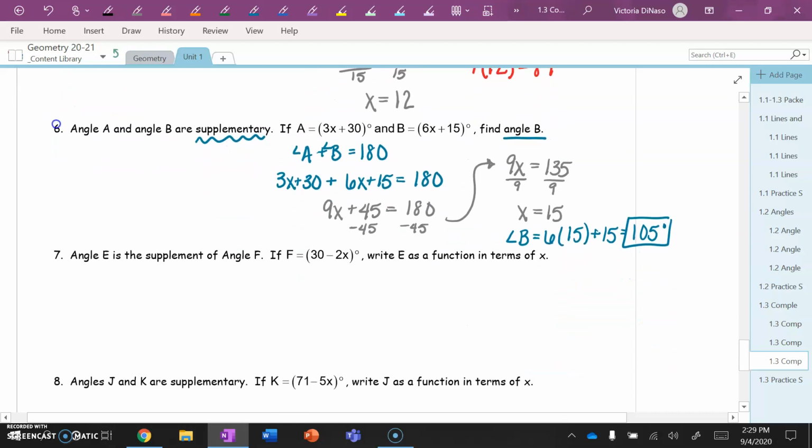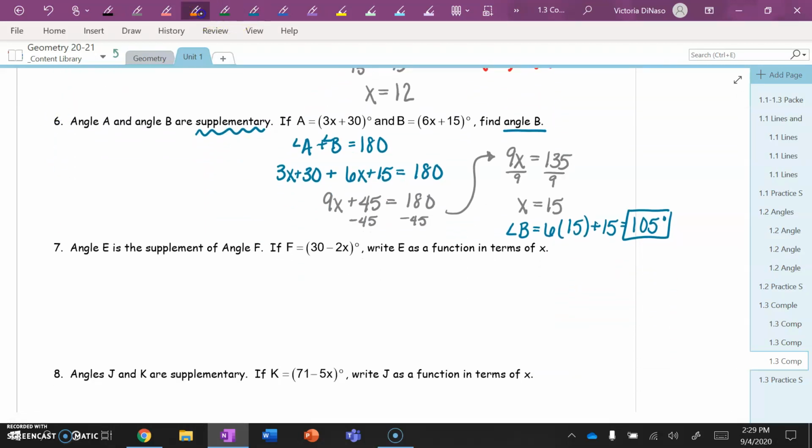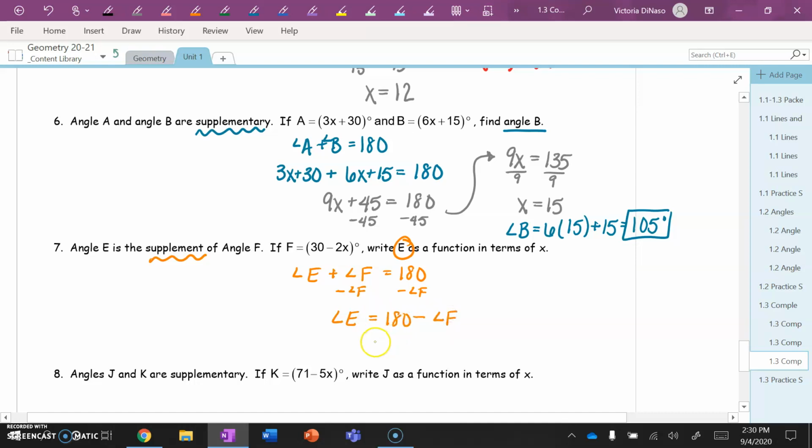For number 7, we have angle E is the supplement of angle F. Therefore, we have angle E plus angle F equals 180. We have F as 30 minus 2x, and we're going to write E as a function in terms of x. So I'm going to move this F to the other side. We have this function in terms of E. We have 180 minus angle F. We're going to input that 30 minus 2x in for F.